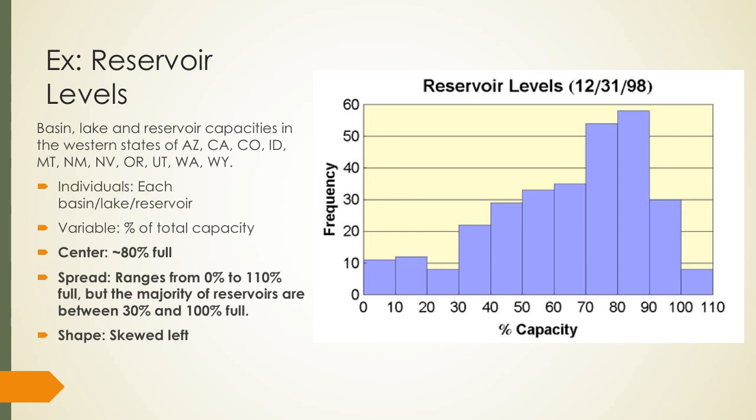Now we can use the histogram to better understand the data. Most commonly, reservoirs were around 80% full at the time of the survey. This is the center for the data. The levels ranged from completely empty to overcapacity at 110%, but the majority of reservoirs were between 30 and 100% full. We can also see that the distribution is skewed left. This reflects the fact that the levels are concentrated relatively close to full capacity, with fewer reservoirs with much lower levels.